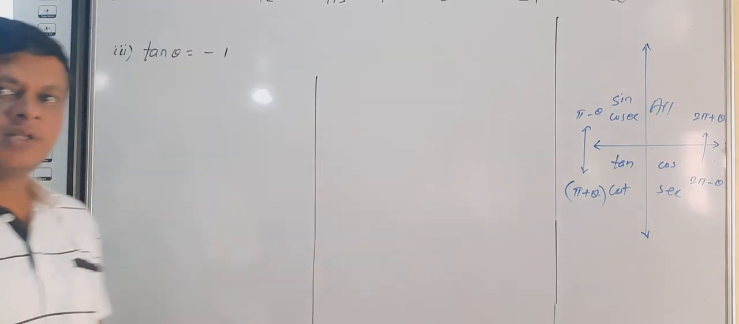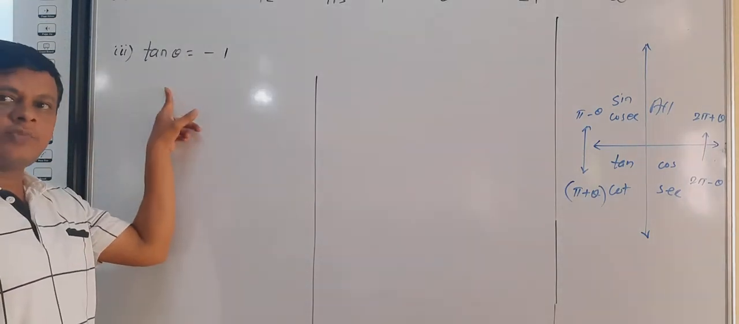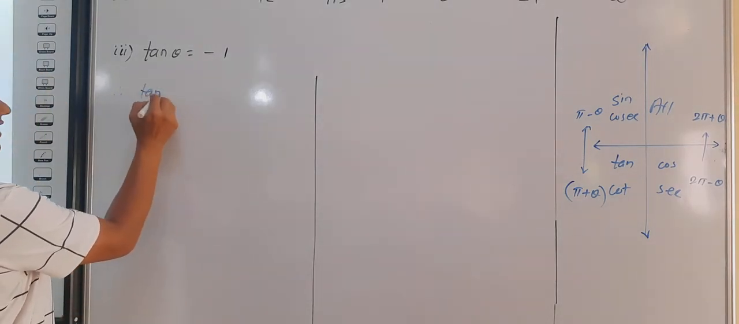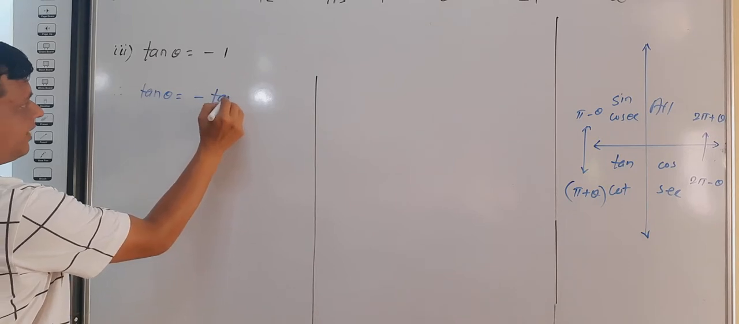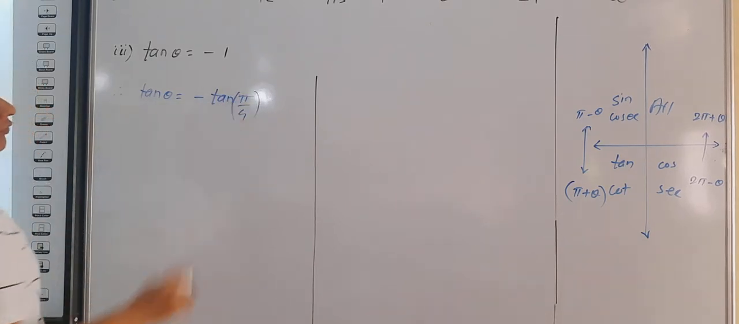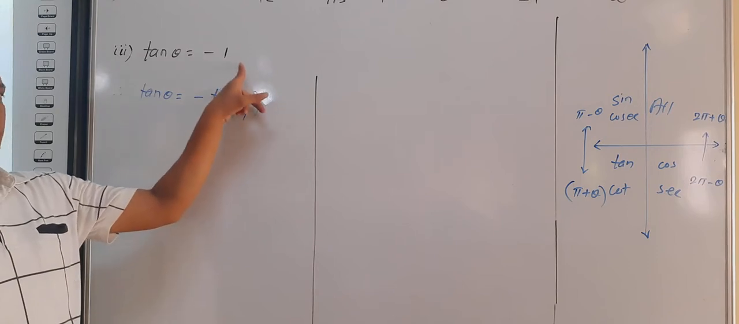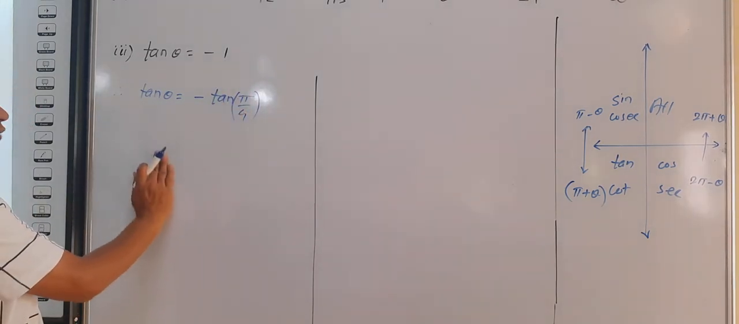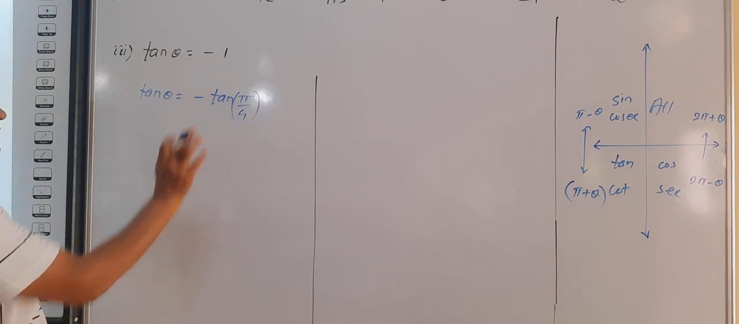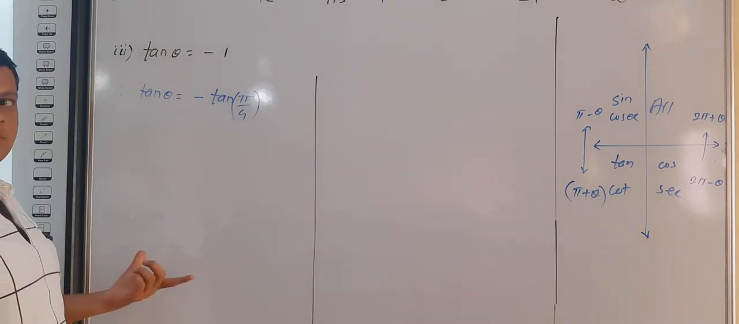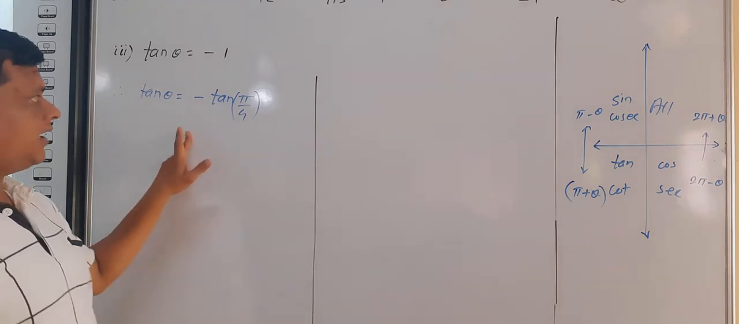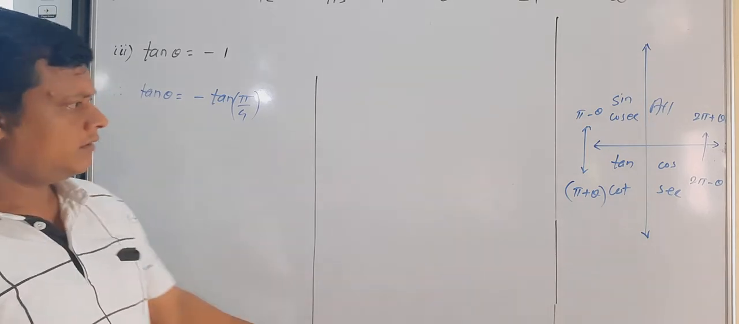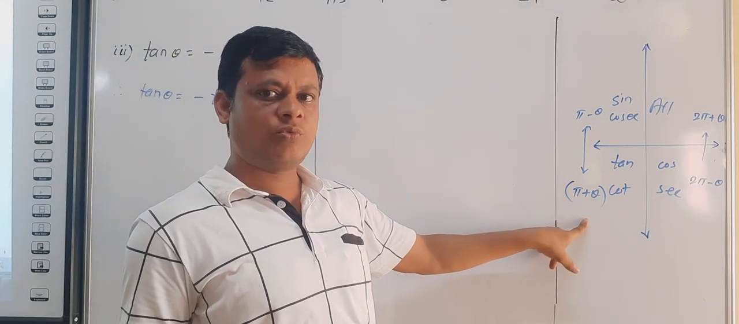Now see the third example. Tan theta equals minus 1. Therefore, tan theta equals minus tan pi by 4. We know that tan 45 is 1, so we write in place of 1, tan pi by 4. Now we have to convert this minus tan pi by 4 to plus. You can also write tan of minus theta equals minus tan theta. Again, you can use this formula also.